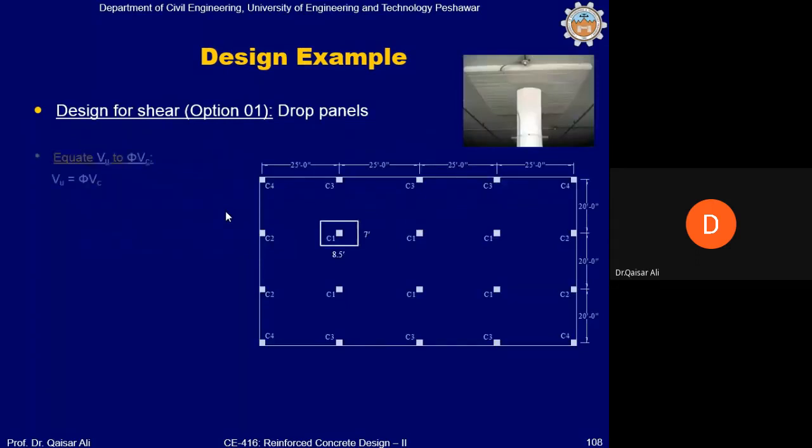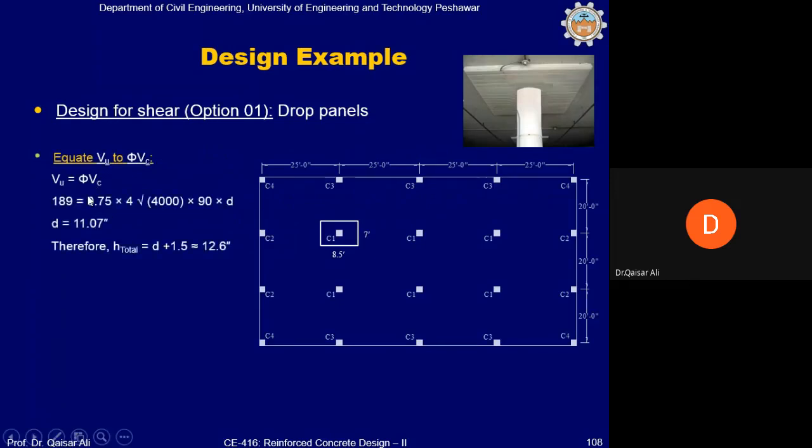If we equate VU to phi Vc and then substitute all the values in phi Vc except D, we can calculate the minimum D which is required in order to make phi Vc equal to VU. So this is 0.75 into 4 into C prime, B naught is 90, into D. So this requires a value of D equal to 11.07 inch total thickness of the slab.